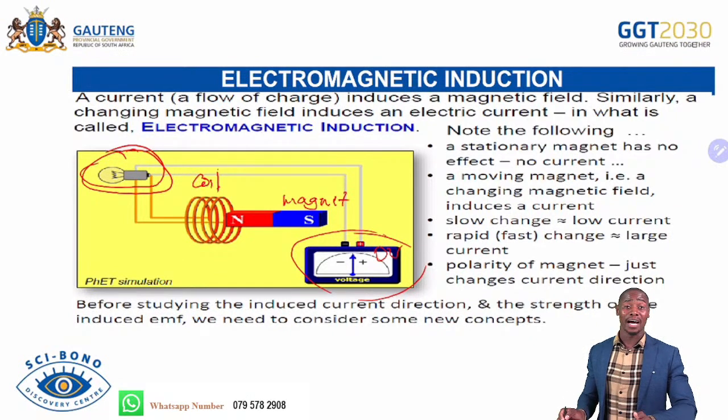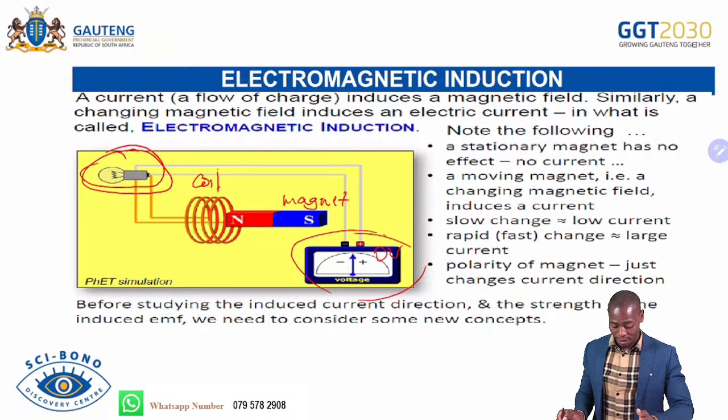Then the bulb will light up. But when are we going to have EMF induced in a coil? If there's relative motion between the coil and the magnetic field. And that is what we call electromagnetic induction.